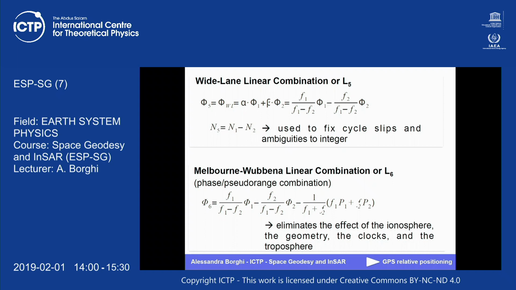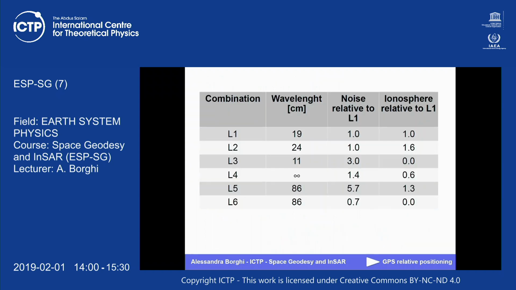And we have also this combination that reduces a lot of effects: the ionosphere, the geometry, the clock, and the troposphere. So it can be used for other types of estimation, and so on. It depends on what you want to obtain.